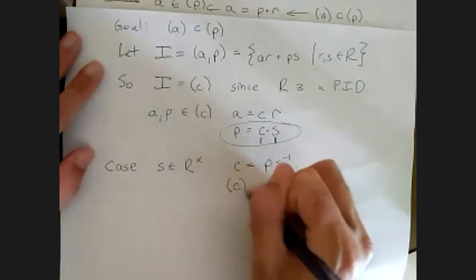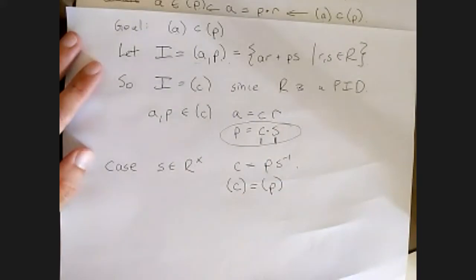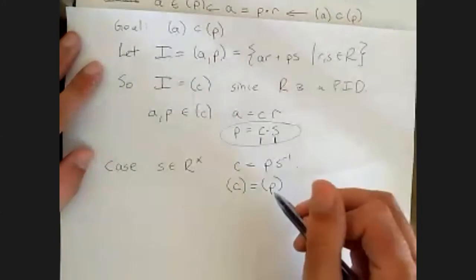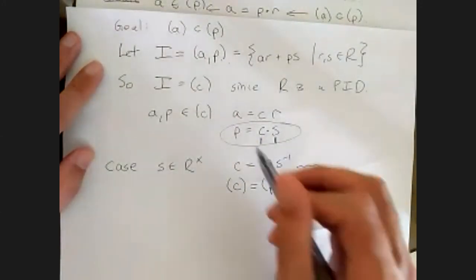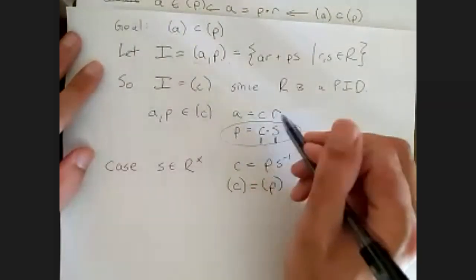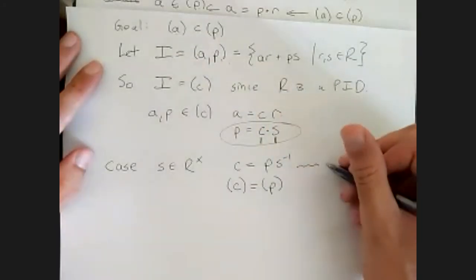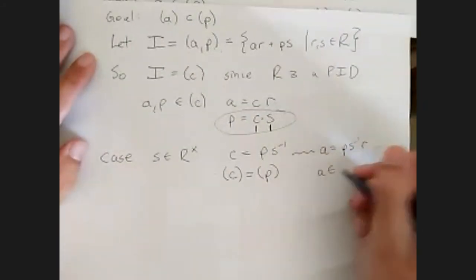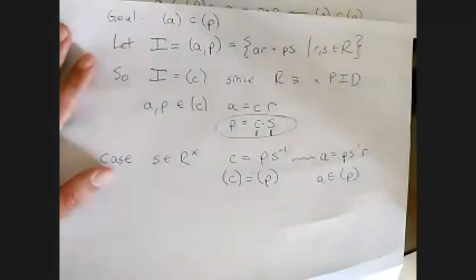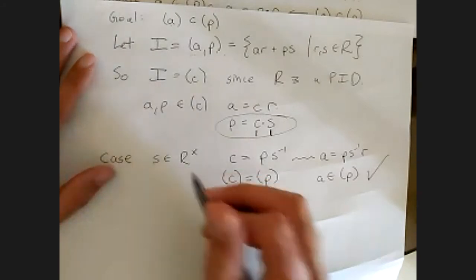So you can use this to show that actually the ideal I is generated by P as well. Or in other words, you know that P equals C times S, A equals C times R, but then replacing C by P S inverse, you see that A is equal to P S inverse R. In other words, A is in the ideal in the first place. Okay, so if S is a unit, we're done.